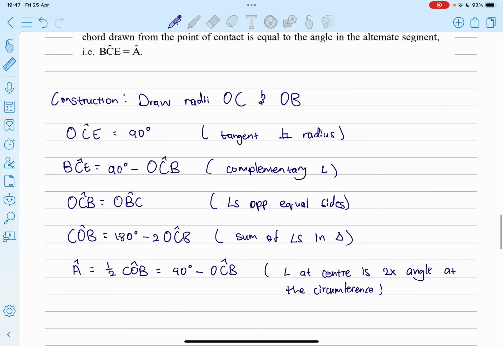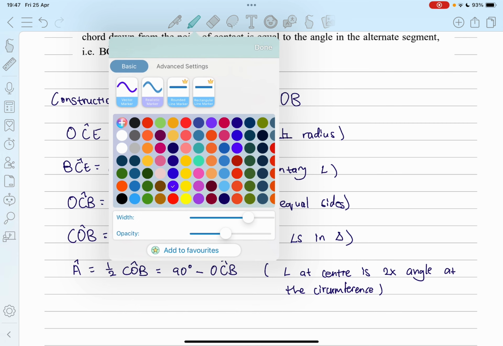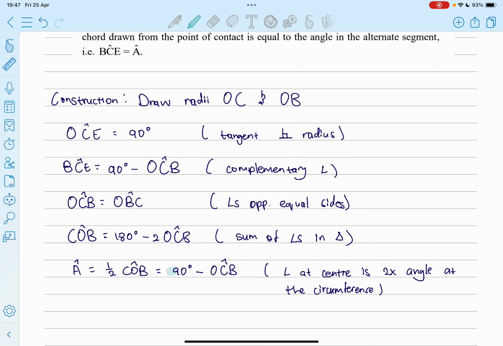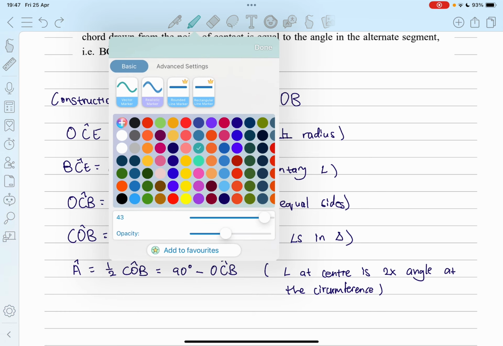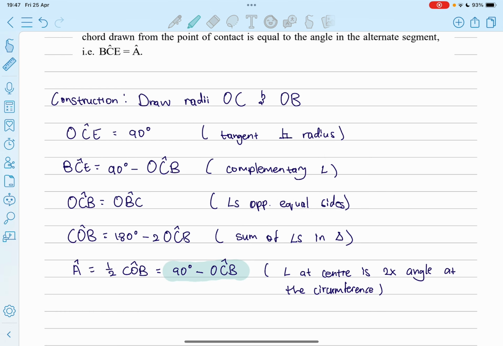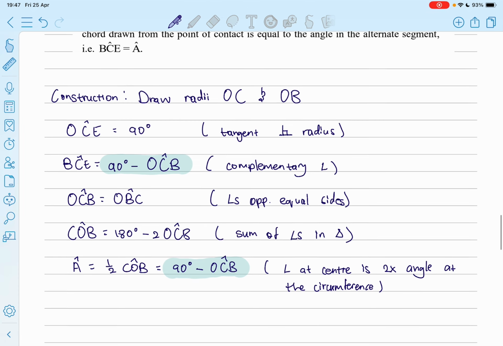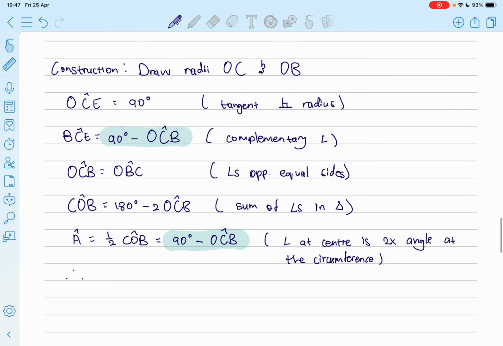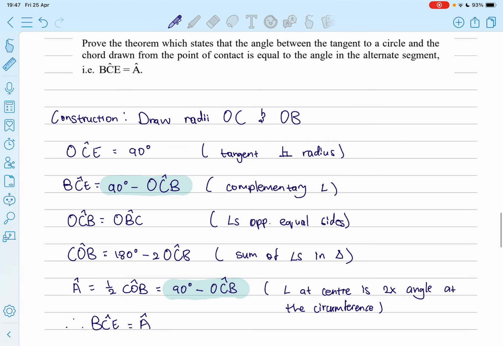So because of this, we now have angle A. But look at that. Angle A is here. Let's pick a different color. So angle A is that. Let's make it wider. So this is angle A, but it's also exactly the same as angle BCE. So therefore, we can now conclude that BCE is equal to the angle at A. And thus, we have proved the Tan Chord theorem.